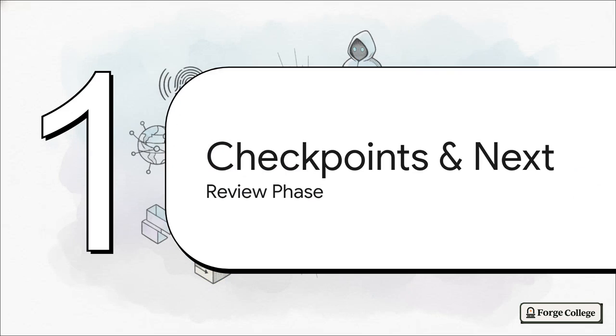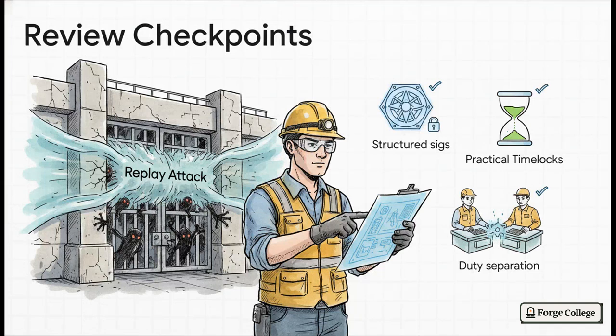Let's move into our final review phase. Section 6, checkpoints and next steps. When you're out there designing or auditing your own smart wallet patterns, you absolutely need a concrete checklist to make sure your building is structurally sound. Here are your vital implementation checkpoints.